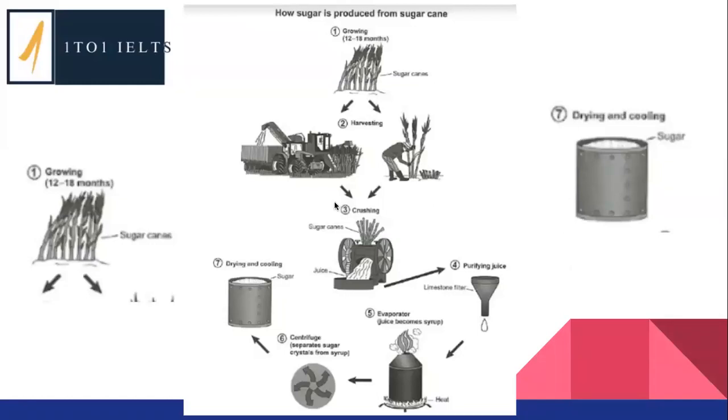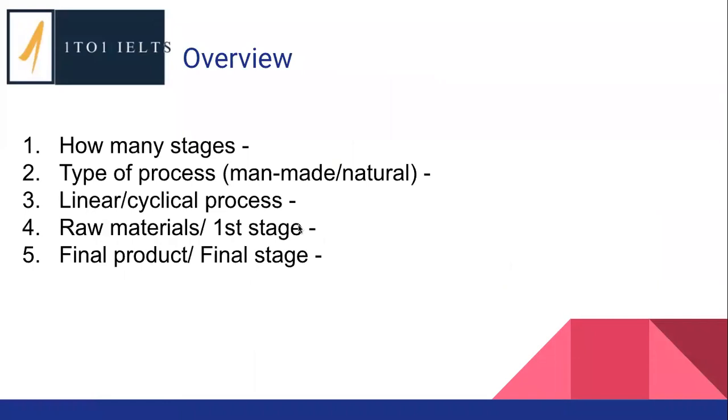So here we've got an example of a process diagram. It's a process diagram talking about how sugar is produced from sugarcane. Here we can see we've got stage 1, and I've highlighted also the final stage. So here, all we want to be thinking about are these 5 steps to writing the overview. So we need to answer a couple of questions.